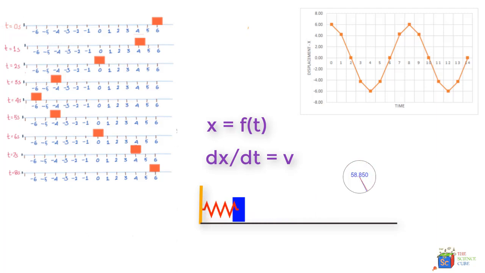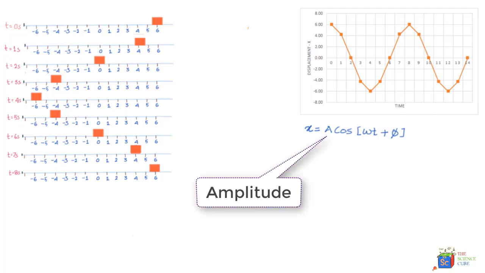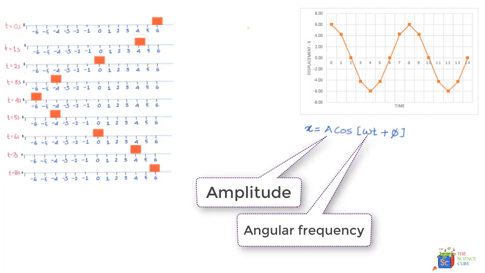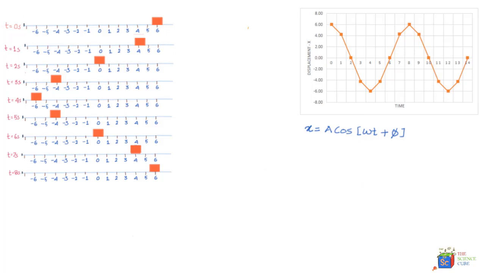So we learned in the last lesson that the position of a mass undergoing simple harmonic motion is x equal to a cos(omega t plus phi), where x is the position, a is the amplitude, omega is the angular frequency, t is the time, and phi is the phase angle. So the velocity of such a mass would be nothing but dx upon dt, or the first differential of x with respect to time.